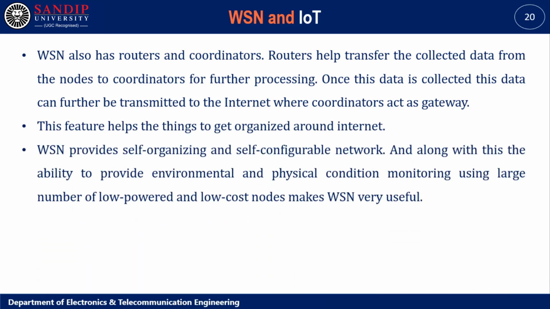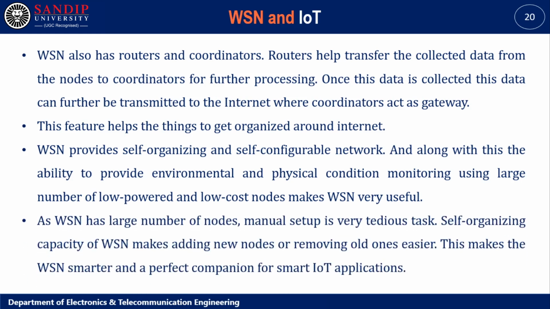WSN provides a self-organizing and self-configurable network. Along with this, the ability to provide environmental and physical condition monitoring using a large number of low-powered and low-cost nodes makes the WSN very useful. As WSN has a large number of nodes, manual setup is a very tedious task. The self-organizing capacity of WSN makes adding new nodes or removing old ones easier. This makes the WSN smarter and a perfect companion for smart IoT applications.